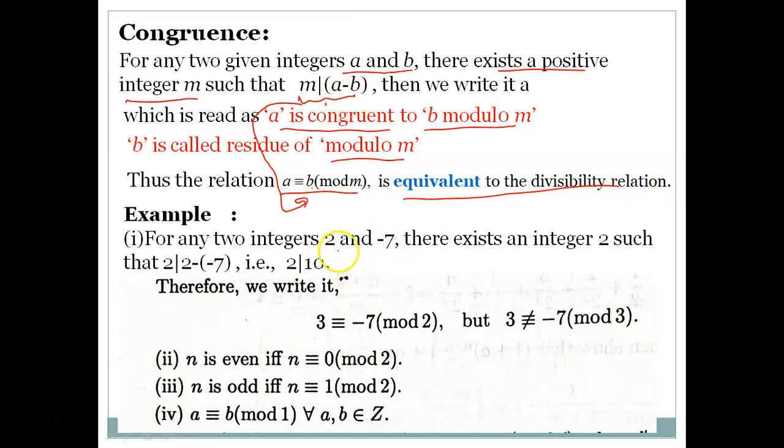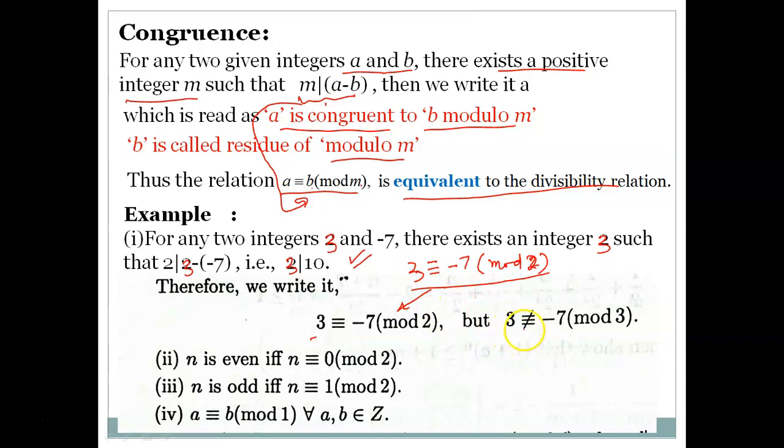For example, if we have two integers 3 and minus 7, there exists an integer 3 such that 3 divides 3 minus minus 7. Now it becomes 10. So 3 divides 10 is not correct. Sorry, let me correct this: it is not 2, in fact it is 3. Take two integers 2 and minus 7: 2 divides 2 minus minus 7, because 2 divides 10, so this is correct. And this can be written as 2 is congruent to minus 7 modulo 2.